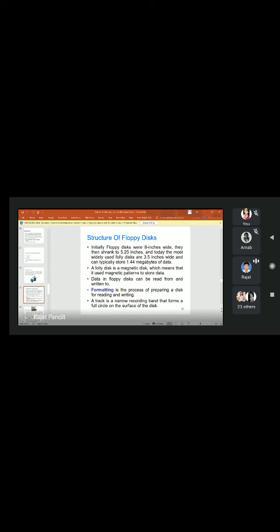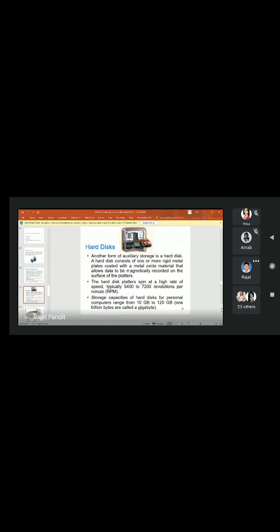So formatting is the process of preparing a disk for reading and writing. A track is a narrow recording band that forms a full circle on the surface of the disk. Now this is basically your hard disk. I think all of you have seen it, inside a cabinet, or plugged into the motherboard.